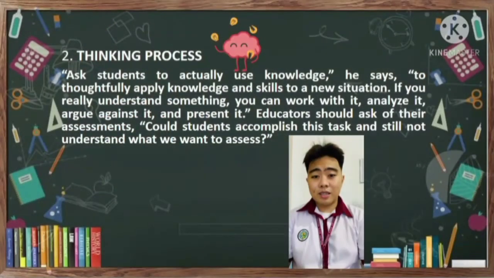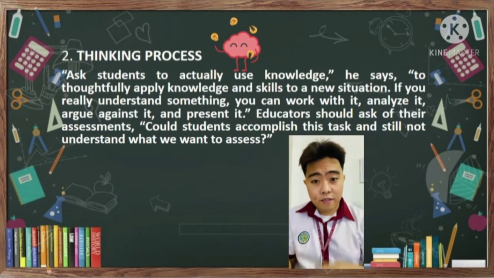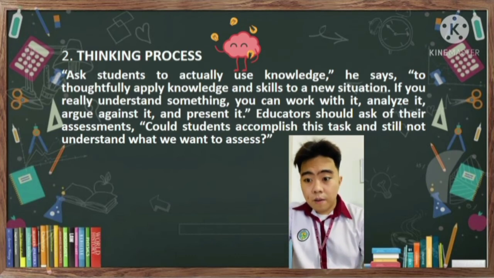The second element is a thinking process. According to McTighe, we must know how to ask the students to actually use these bodies of knowledge and apply it to a new situation. All of the ideas, concepts, and skills that are acquired during the learning process will only be viewed as essentially significant if they can put all of these into meaningful work. So he says that if you really understand something, you can work with it, analyze it, argue against it, and present it. There must be an active collaboration between the students and their mental capacities or capabilities.